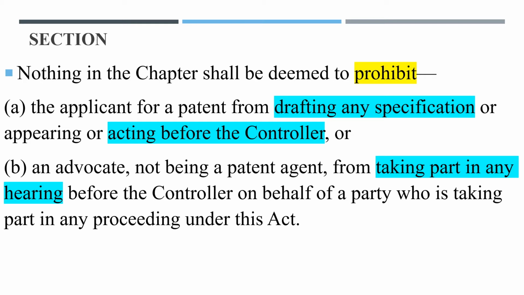So what are the clauses? The applicant for a patent from drafting any specification or appearing or acting before the controller. That means nothing in this chapter can prohibit these things, or the either or condition, the or condition is an advocate not being a patent agent from taking part in any hearing before the controller. That means if there is an advocate and he or she is not the patent agent, then nothing can prohibit him or her from taking part in any hearing before the controller on behalf of a party who is taking part in any proceeding under this act. Fine, so let us proceed.